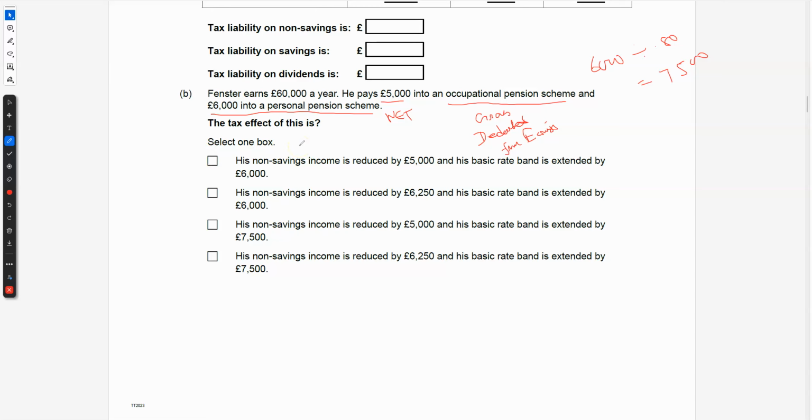So for the non-saving income, because of the occupational pension, 5,000 will be reduced. Basic band will extend by 7,500. So I think it's more likely this one: his non-saving income is reduced by 5,000, and his basic band is extended by 7,500. That's the one. This question is very common in different ways in the exam, so make sure you revise well.